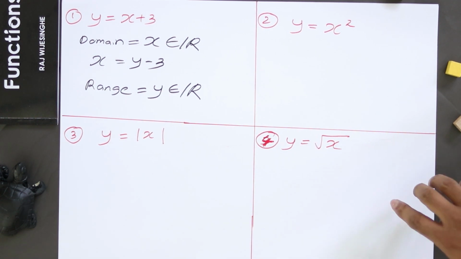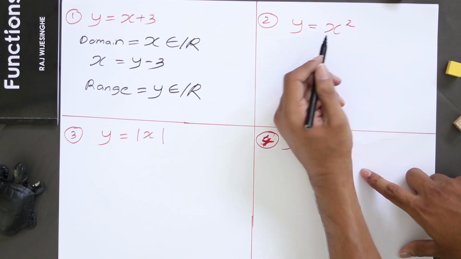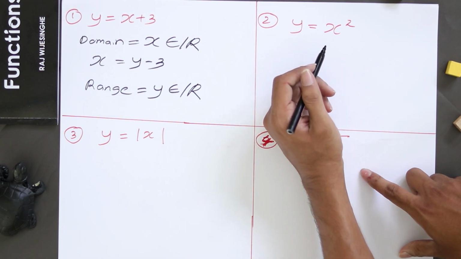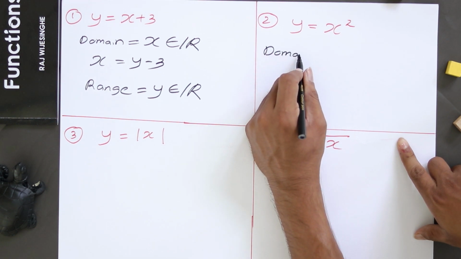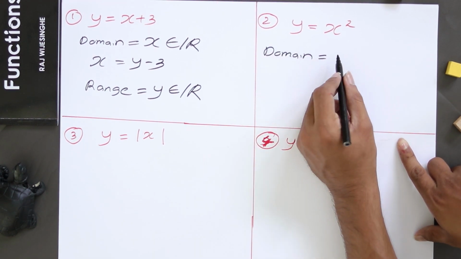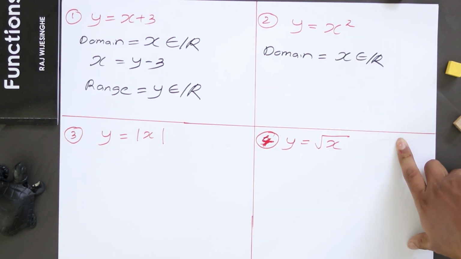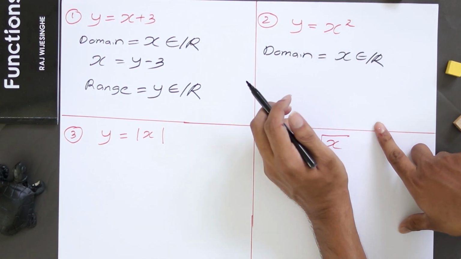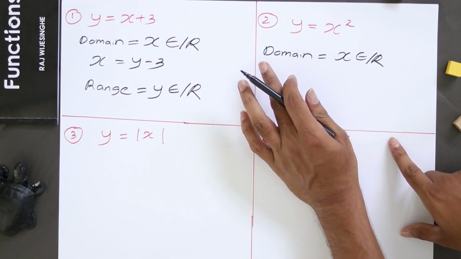Moving on to the second question. Now here when we see the domain, what we can put for x, there's no barrier, you can put any value for x. So the domain will be any value for x. X is real. But if you remember, when something is squared, it's always positive. So y has to be positive, but before that we have a step to do.